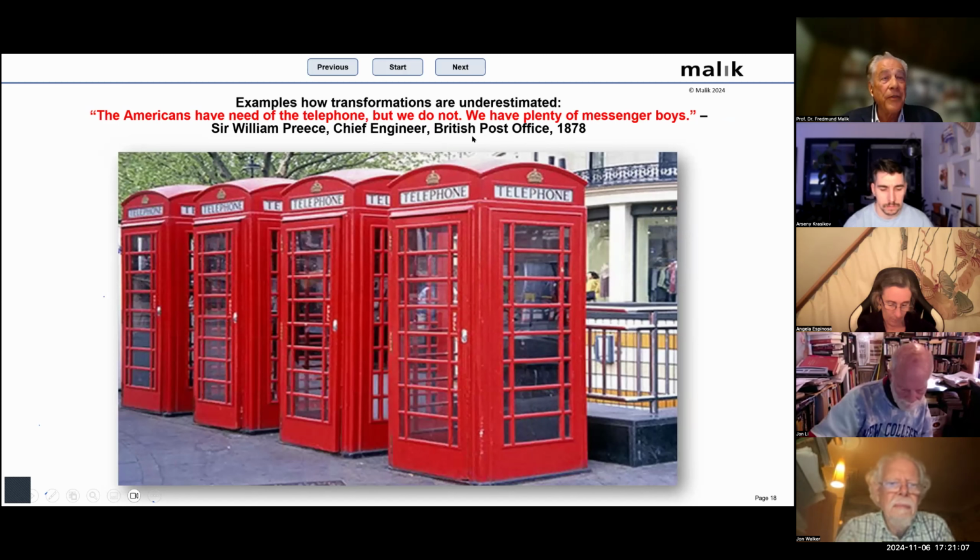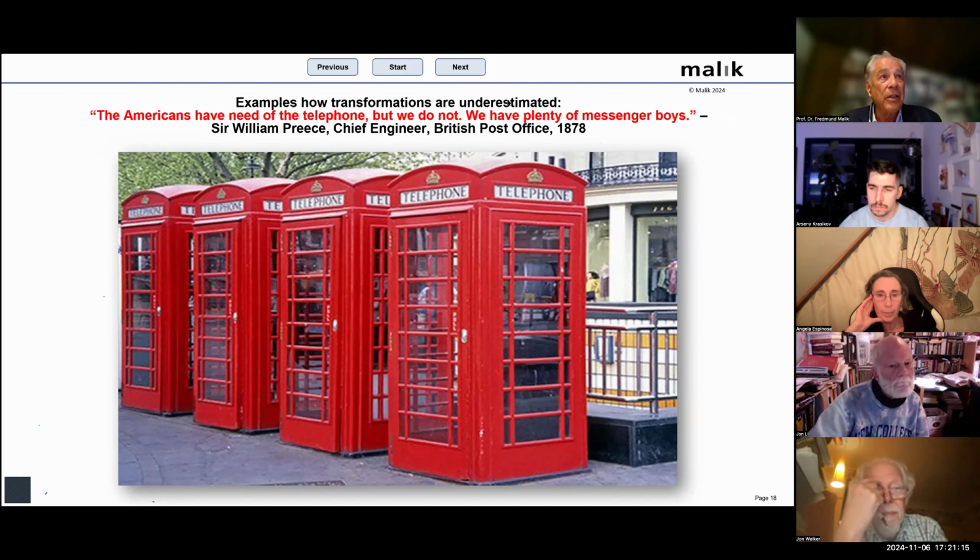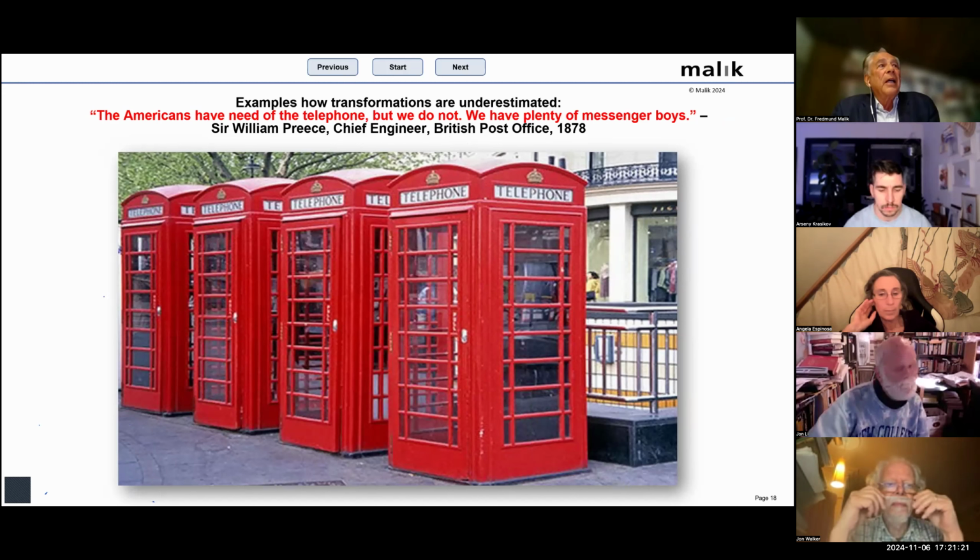Examples again of how transformations are underestimated. Sir William Preece, not a dumb person, he was the chief engineer in the British Post Office, 1878. And he said, the Americans have need of the telephone, but we do not. We have plenty of messenger boys. Okay, you might laugh or not, or weep, or however you react to these things.